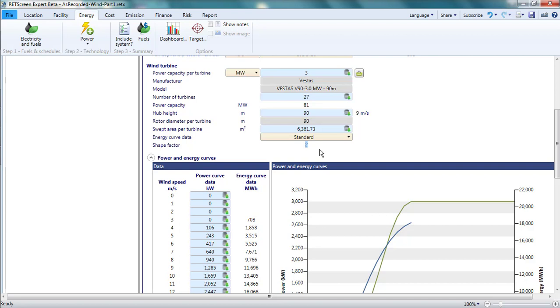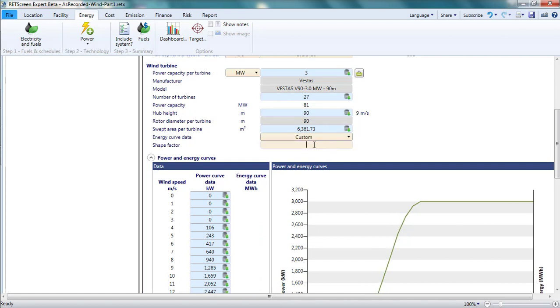If you do have information about the distribution of wind speeds at your site, either through measuring the wind speeds every, say, 10 minutes over a long period of time, or through a mathematical model of the site wind regime, you can specify the shape factor so that it matches your data by selecting Custom for energy curve data. I'll use the standard value since I don't know the distribution.